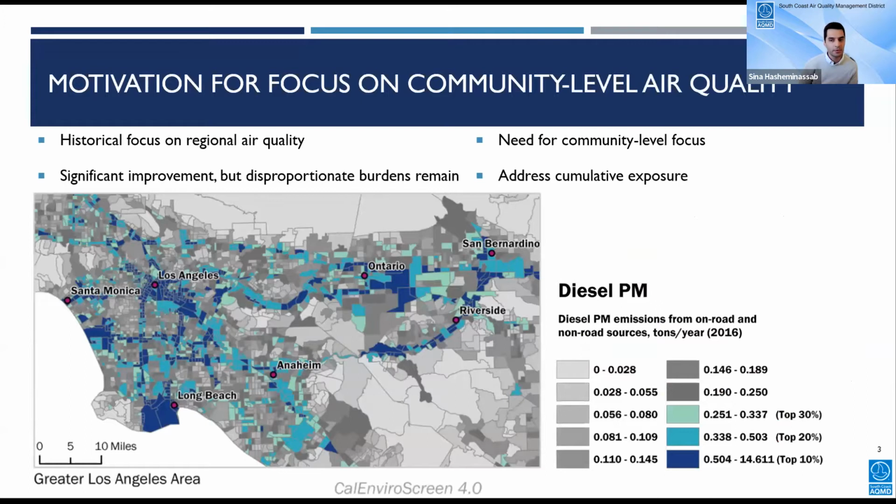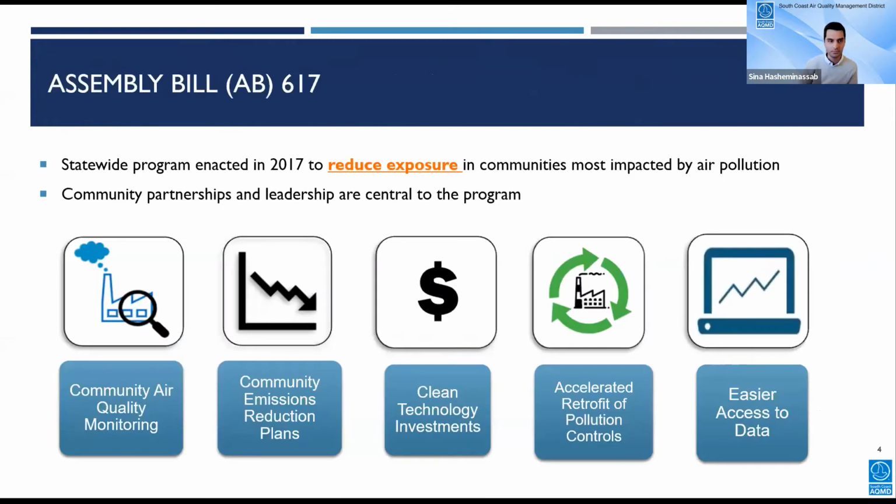Despite significant improvement in regional air quality, there are still large air pollution disparities at local scales. The map on this slide, for example, shows the estimated diesel PM by census tracts in the Los Angeles area. As you can see, there are several communities in which diesel PM emissions are substantially higher than the rest of the region. Many of these communities are low-income communities of color and minorities, who also tend to be more vulnerable to air pollution exposure.